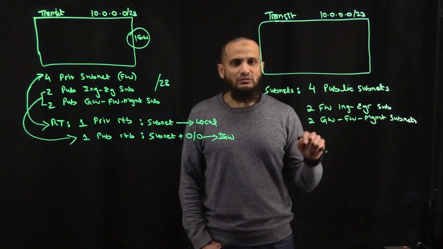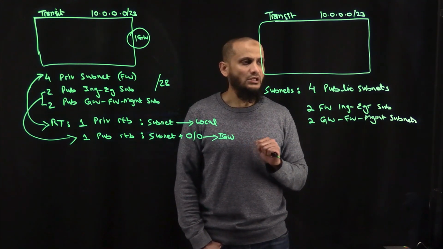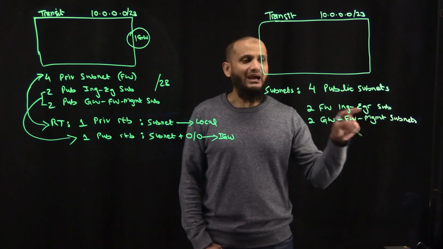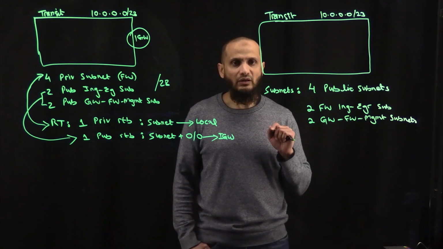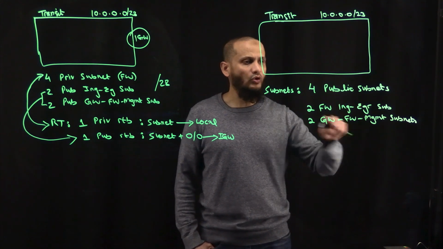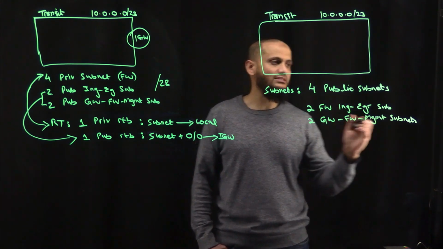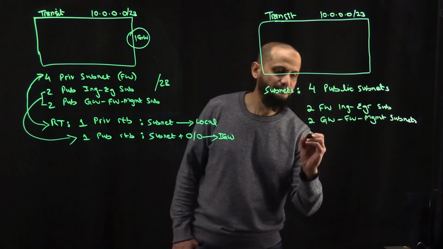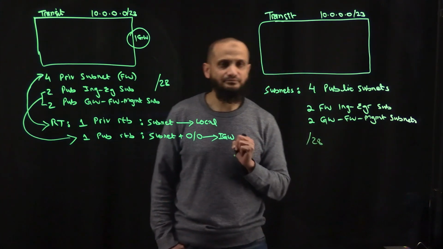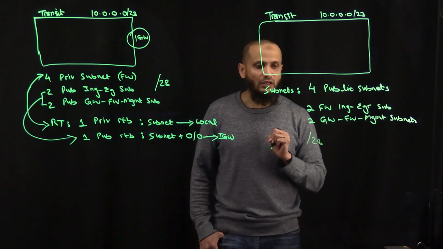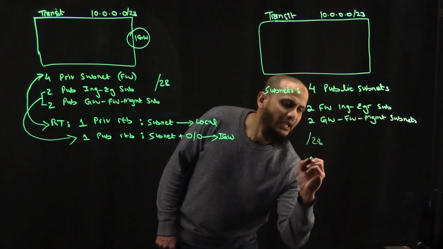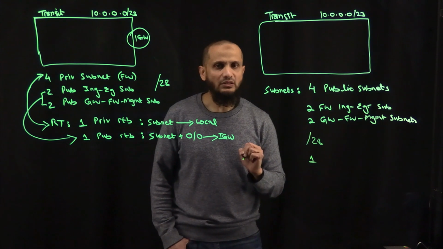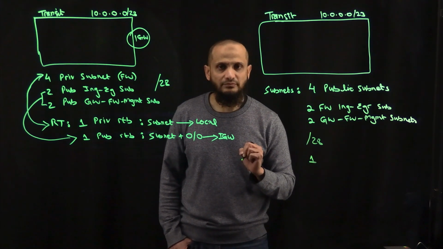All right, so let's talk about the subnet mask of these subnets. Over here, all these 4 public subnets are going to be /28. There will be one more subnet, and that subnet is going to be the gateway subnet.